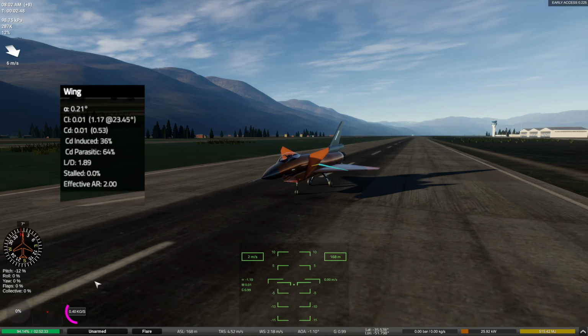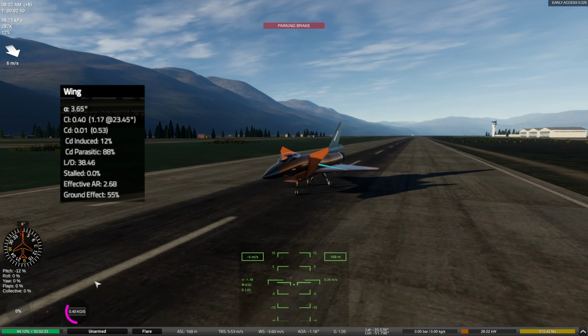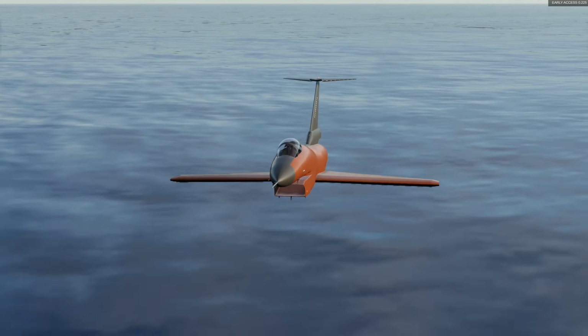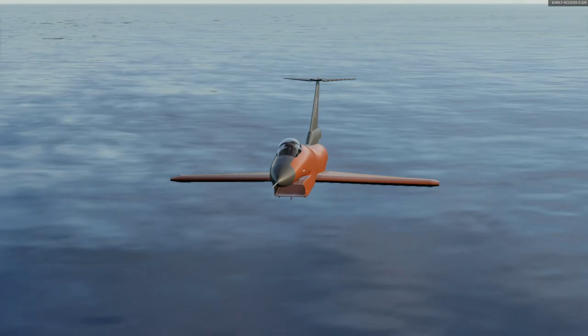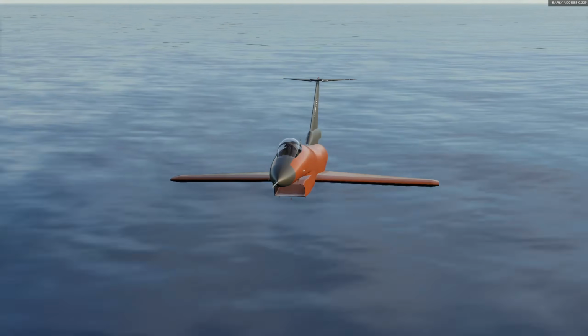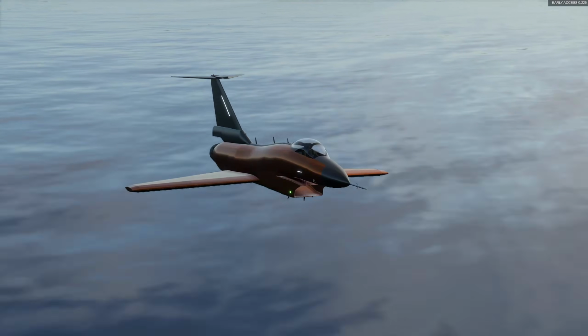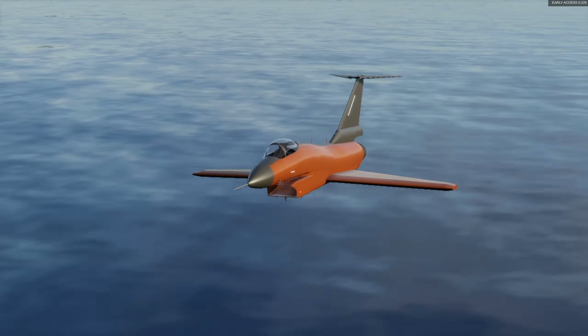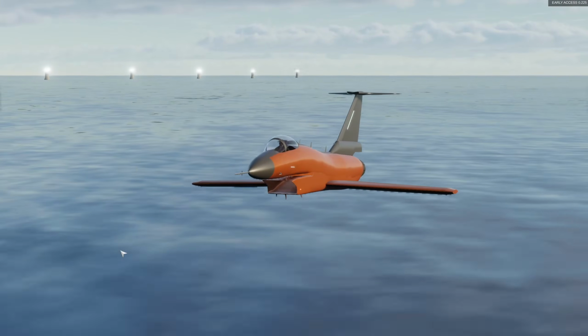A commonly used estimate of the distance from the ground for ground effect to affect the wing is half of the wingspan, which is reasonable, although we will shortly see that it actually begins taking effect at a larger distance than this. The explanation just given is the three-dimensional component of ground effect.